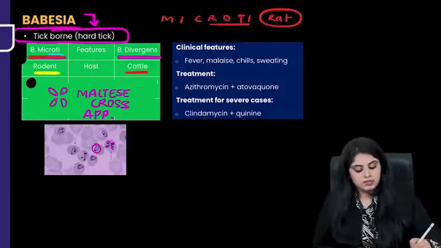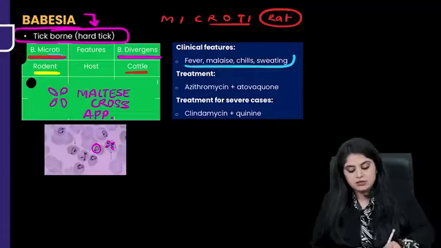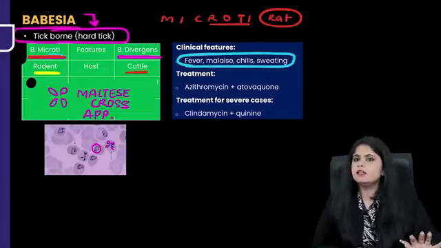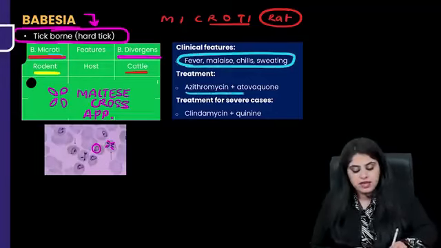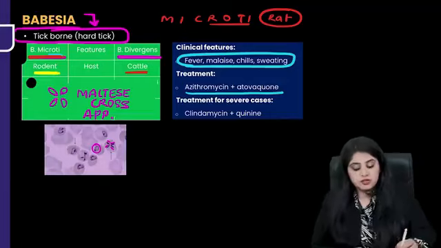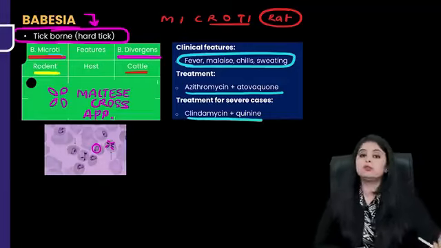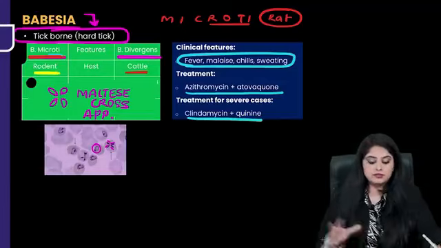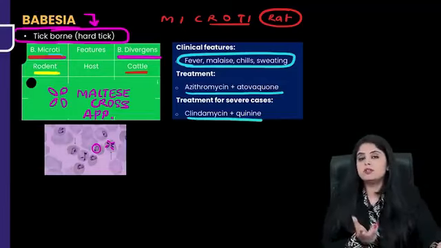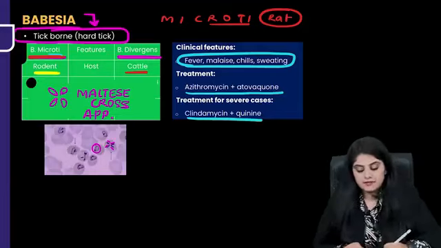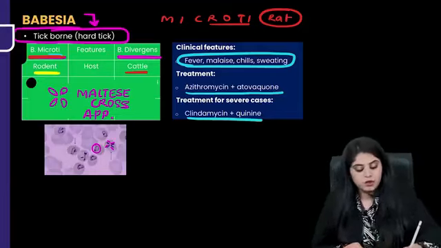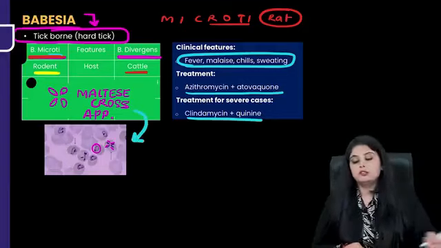Okay, moving further, we can very well see over here, fever, malaise, chills, sweating. Is it just like malaria? Clinical features are just like malaria. Treatment is a little different only. So you can see azithromycin and atovaquone is what is used as a treatment, but in severe cases you can also use clindamycin and quinine. So these are different permutation combinations that you use for the treatment of Babesia. And the question that you can expect will always and always be the Maltese cross appearance.